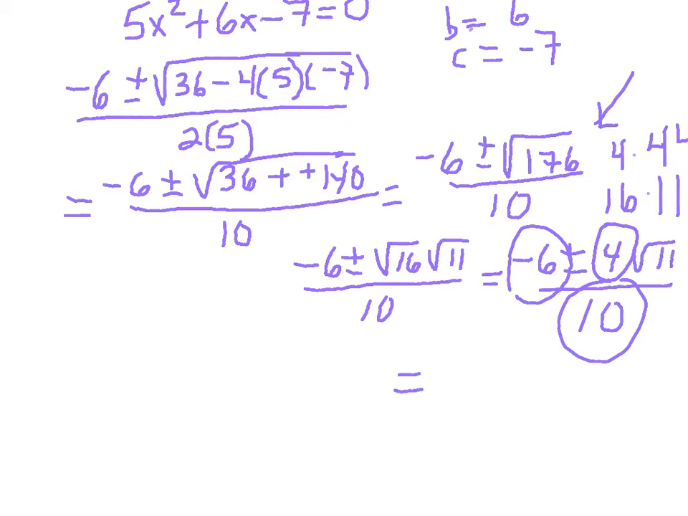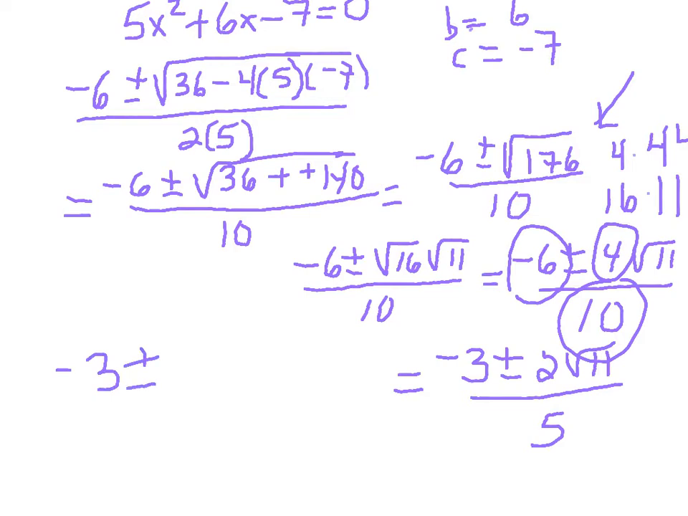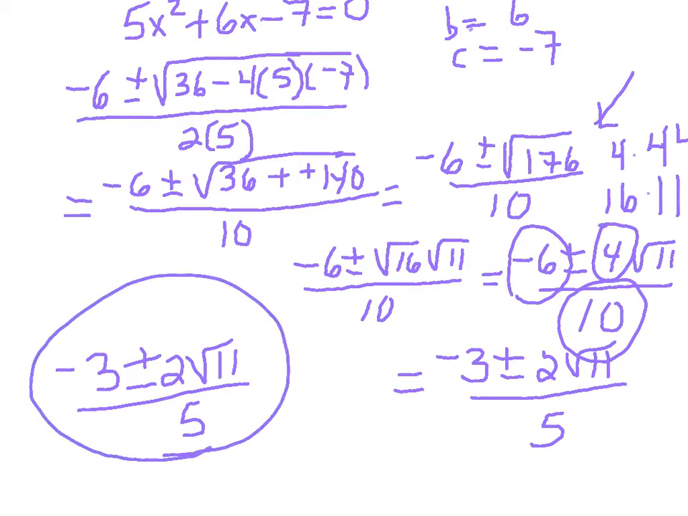So negative 6 divided by 2 gives me negative 3. 4 divided by 2 gives me 2. The square root of 11 stays the same. And 10 divided by 2 gives me 5. So I'm just going to write it nice and clear over here so that you can see it. So this would be my final answer. It is exact because I haven't estimated the square root of 11.